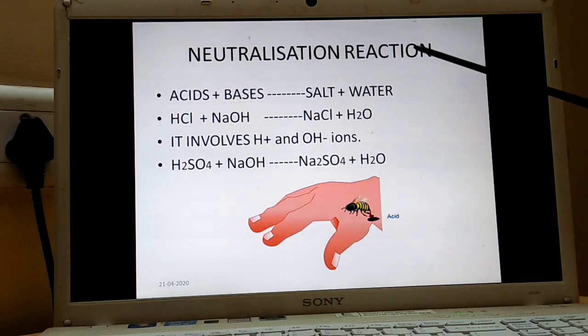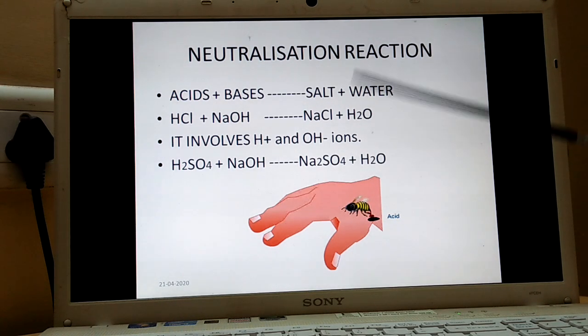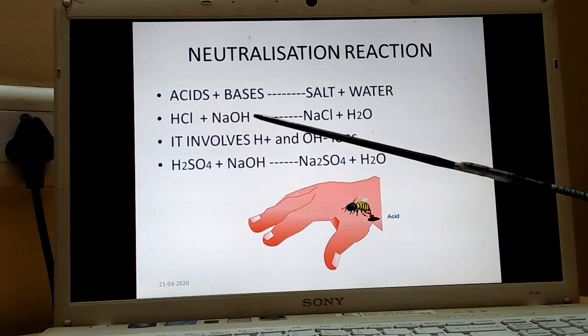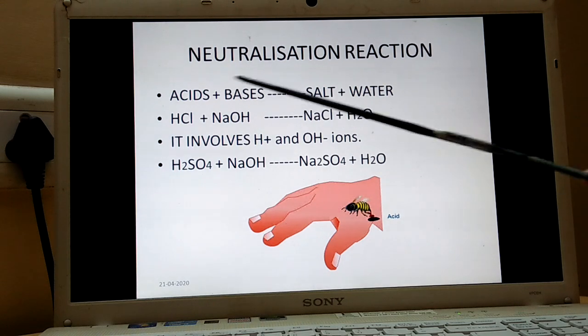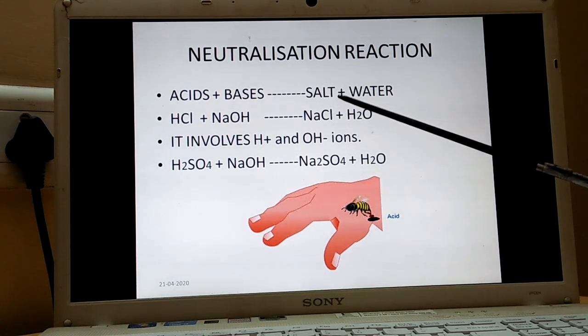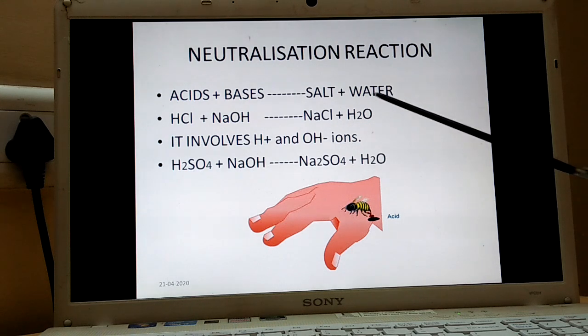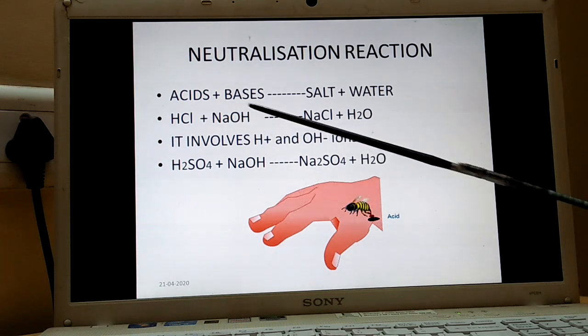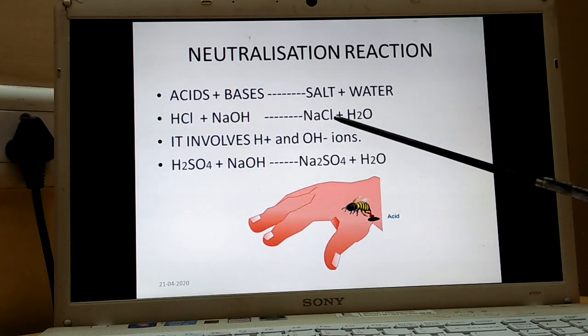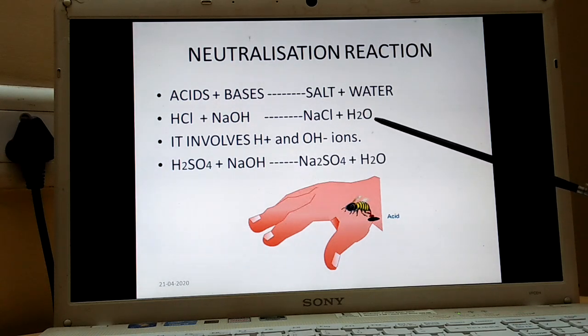Next reactions are neutralization reactions. These reactions, students, you have studied in lower classes also, but here I have taken the simple acid as well as concentrated base. One acid and one base, when they are made to react with each other, will always give rise to salt and water. For example, hydrochloric acid and sodium hydroxide, when made to react with each other, will give rise to sodium chloride and water. That is, salt and water are formed.